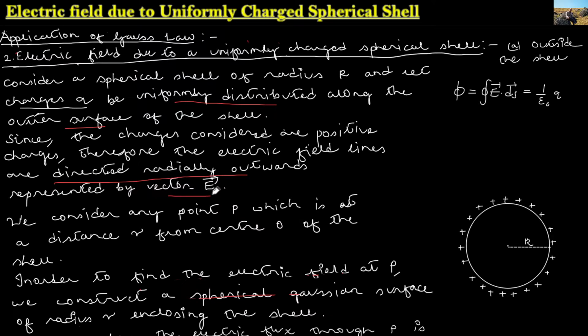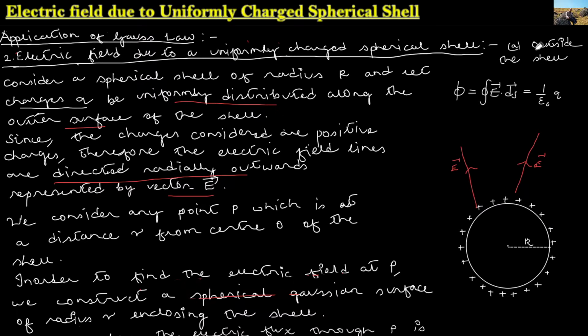The electric field will be represented by a vector E. This will be the direction of our electric field line, directed outwards, and in this case also the electric field line is directed outwards. So it is very clear that if I want to find the electric field due to this spherical shell, we have to consider certain cases.